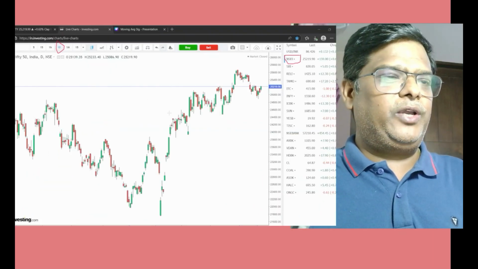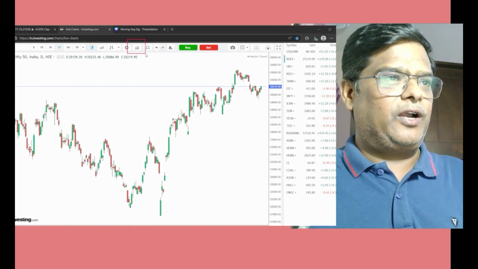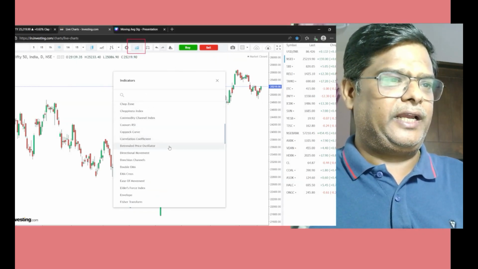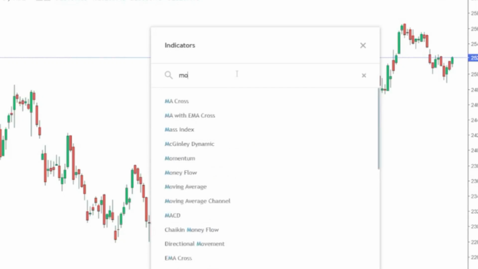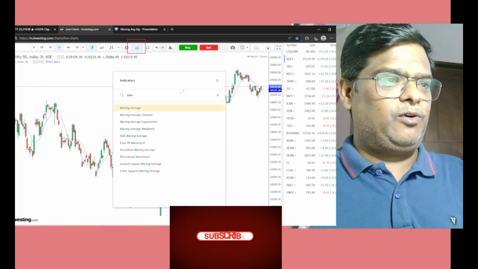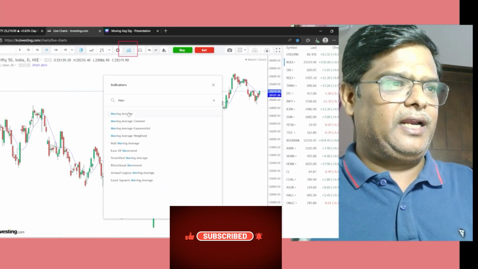So what you have to do is plot the indicators. You need to use this window. To plot the indicators, you click here. These are all the indicators. You type moving averages. There is also a moving average channel, but I will not use this. I will use the simple moving average. When I click it, the indicator comes onto the chart.